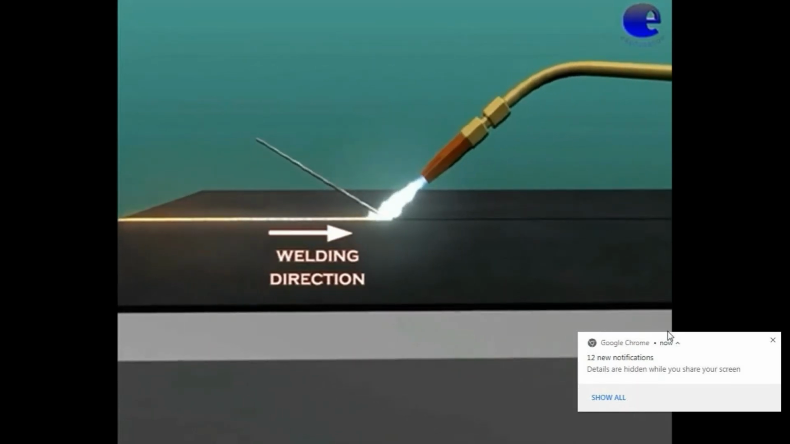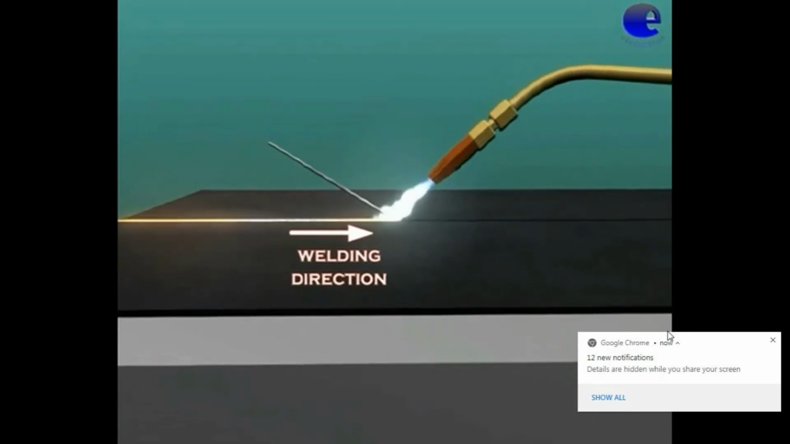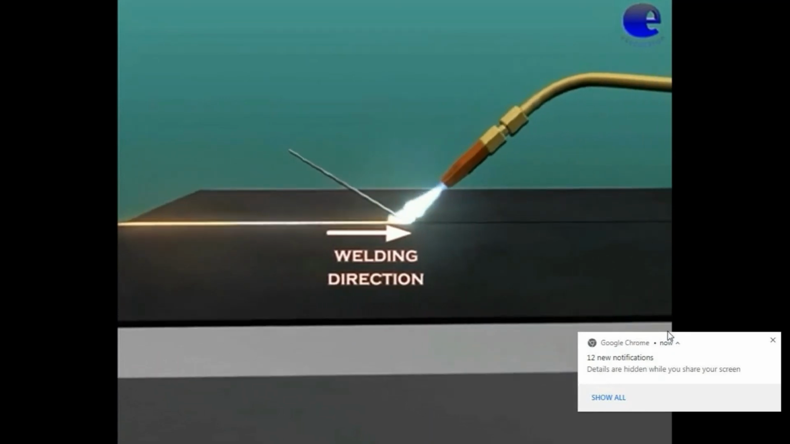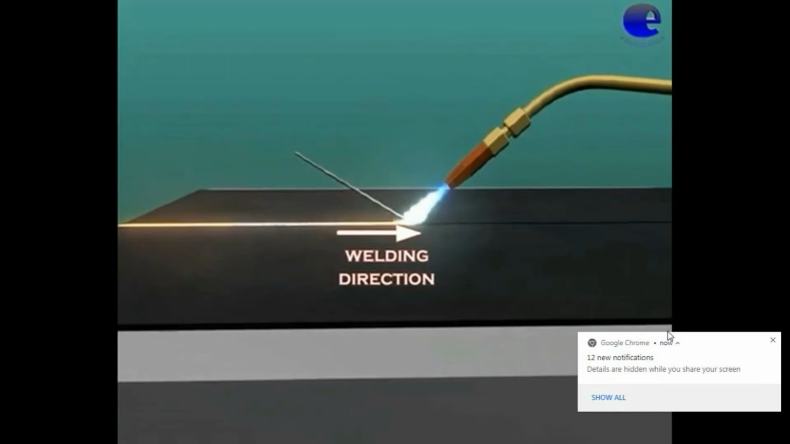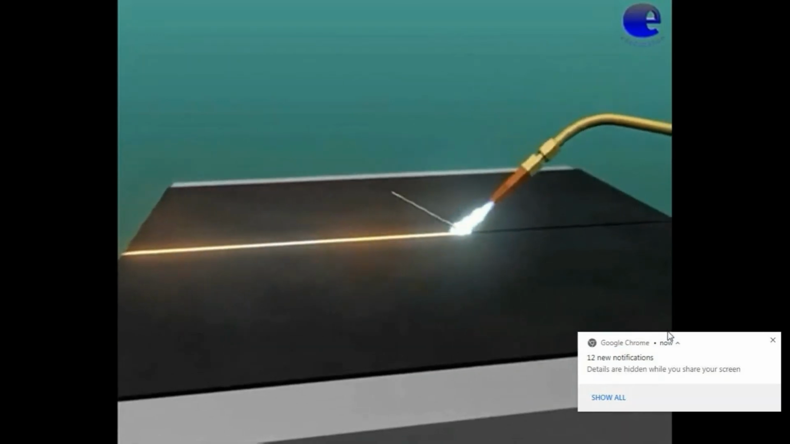The filler rod is held in the left hand at an angle of 30 to 40 degrees. The torch is held in the right hand at an angle of 40 to 50 degrees. This method is better and economical for plates over 6 mm thickness.